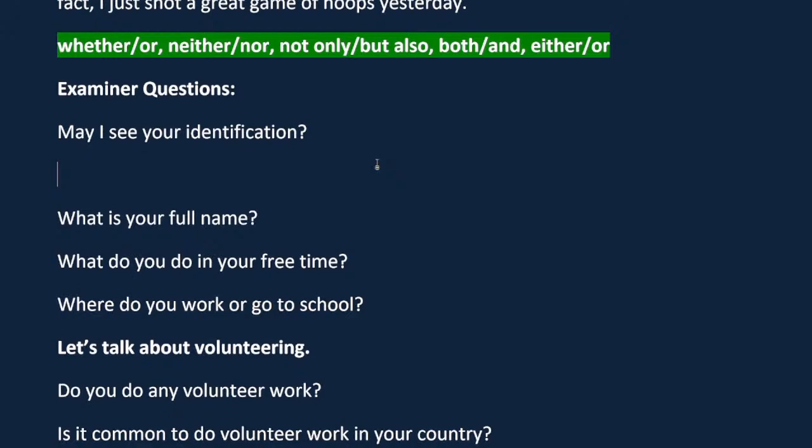I want to show you that you can actually use this first question to initiate use of correlative conjunctions. Okay, right away, show that correlative conjunction. So give me an answer, may I see your identification, that uses a correlative conjunction for this very first question.